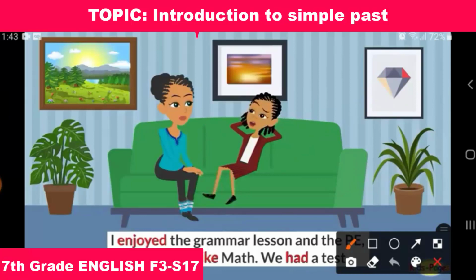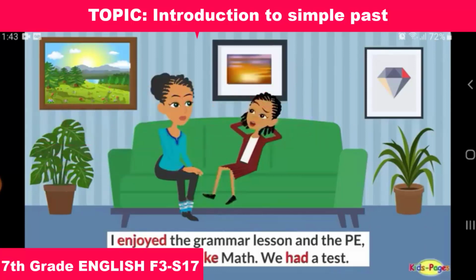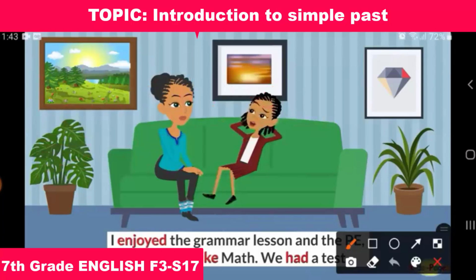But in this case, didn't like, okay? Attention here to the didn't. Remember, did means that it is in the past. Si está con did, significa que está en pasado, yes? Y cuando dice didn't, okay? Didn't significa que la oración es negativa, okay? Because it is a contraction of did not.